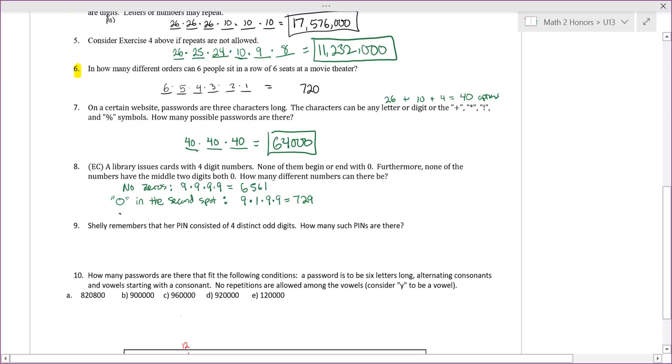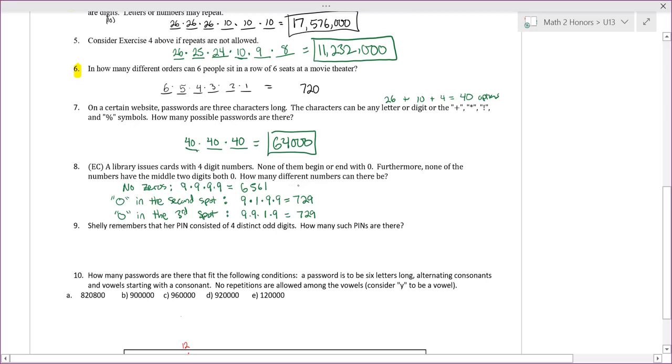And then the other option is you can have a 0 in the third spot. And so it's like the second spot. You'd have 9 options for first, 9 options for the second, only 1 option for the third spot because it's going to be a 0, and then 9 options for the fourth spot. And again, you get another 729.